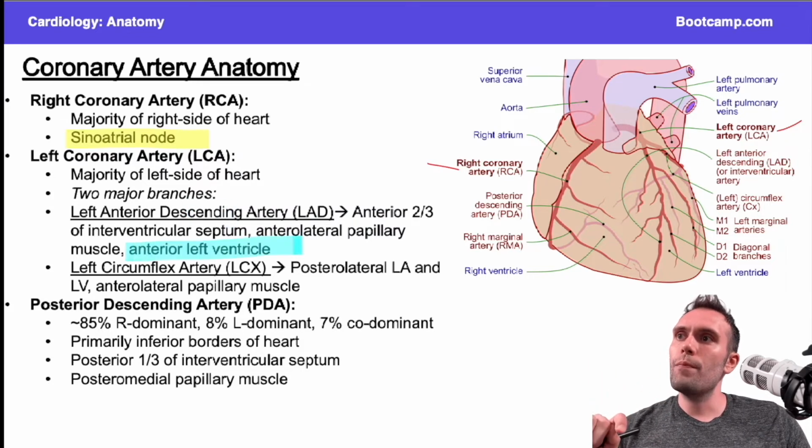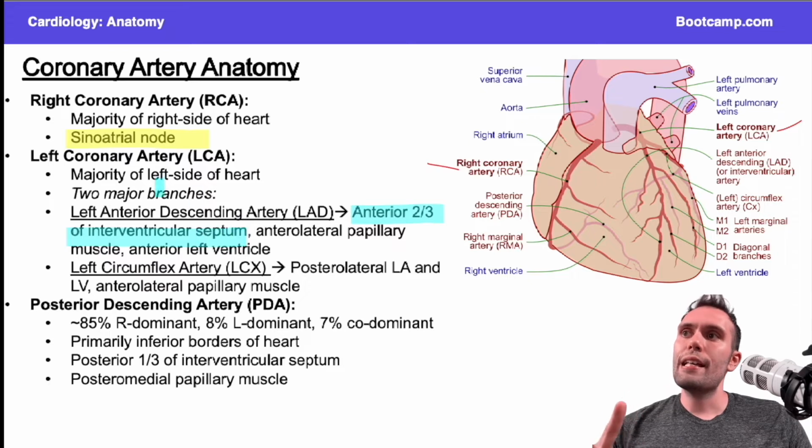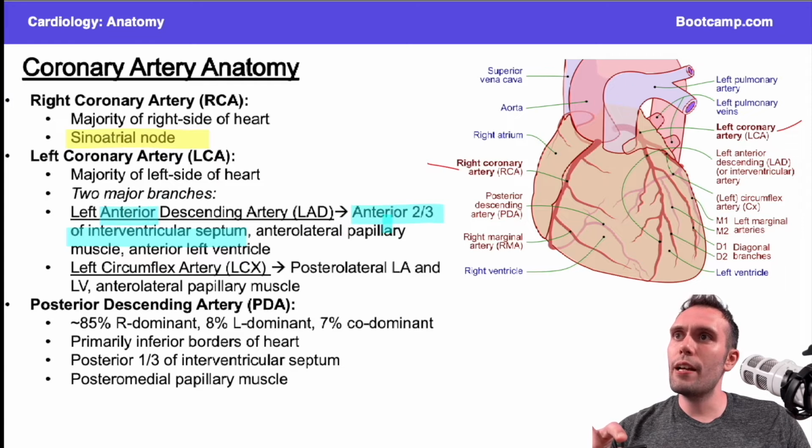Okay, and so there's three major areas I would remember with the LAD. The first one is pretty obvious. I mean, most people know the left anterior descending artery is going to go down to the anterior ventricle. Okay, so it kind of says it in the name. The anterior 2/3 of the interventricular septum is supplied by the LAD. Kind of makes sense, right? So we have anterior, anterior. And the anterolateral papillary muscle is also supplied by this artery.